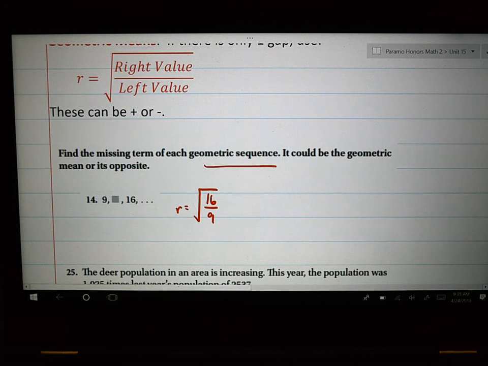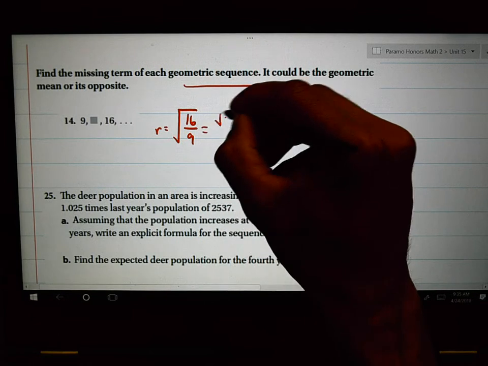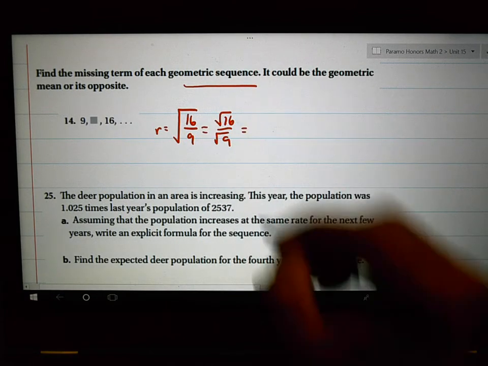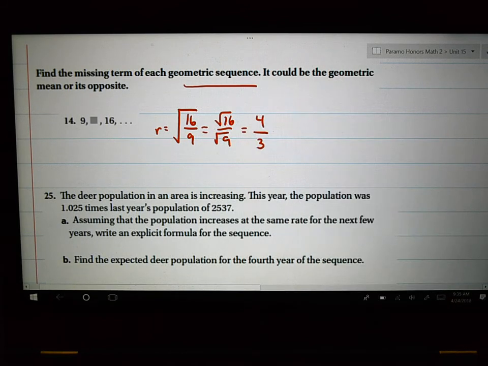When you square root the right value divided by the left value, it is the same thing as the square root of 16 over the square root of 9. What is the square root of 16? What's the square root of 9? That's your r. That's not the missing piece.